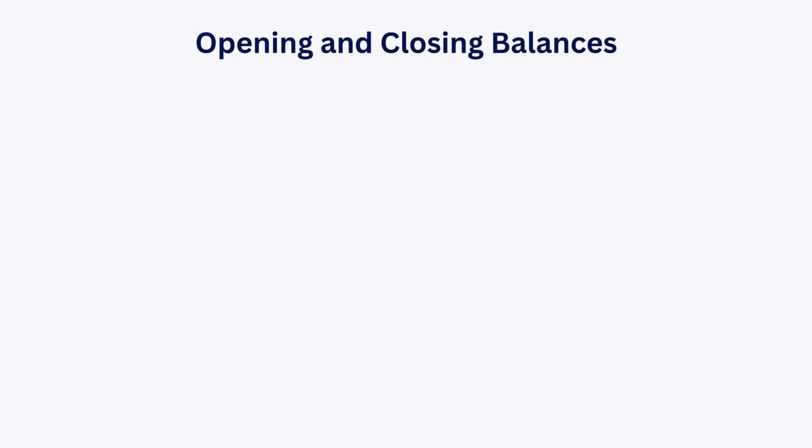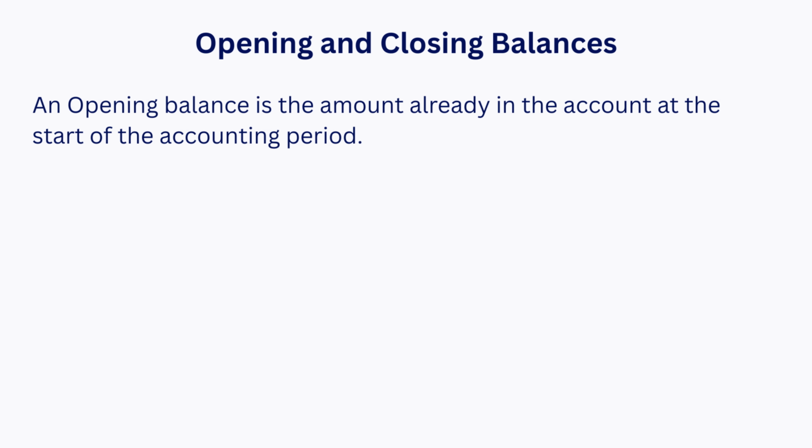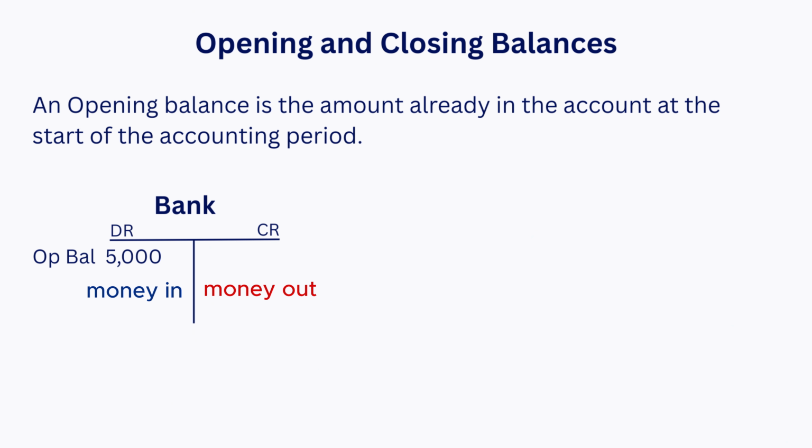Now let's discuss opening and closing balances. An opening balance is simply the amount already in the account at the start of the accounting period. For example, the bank account starts the month with £5,000. That becomes the opening balance. During the month, money comes in and money goes out. At the end, we calculate the closing balance.